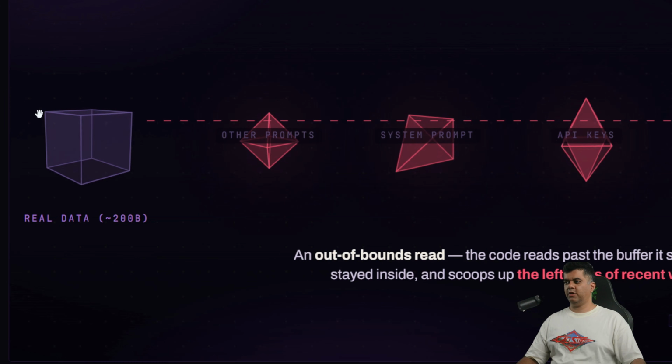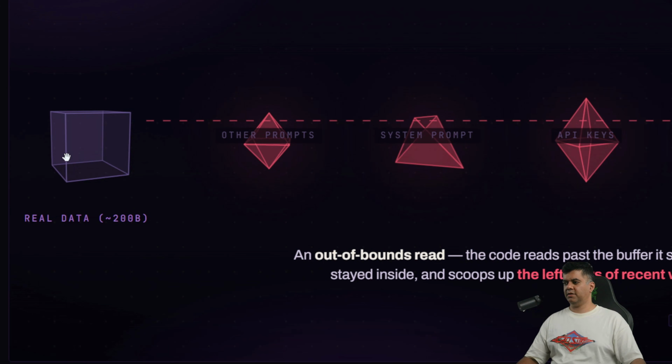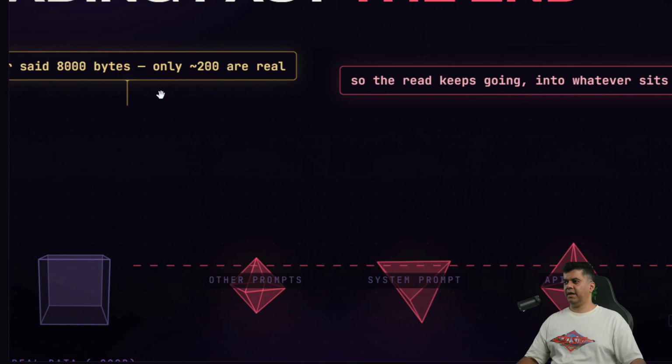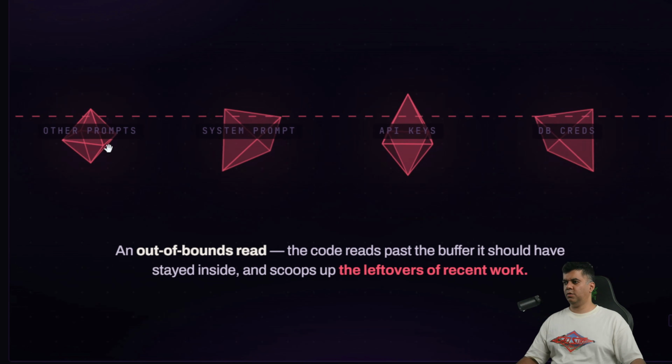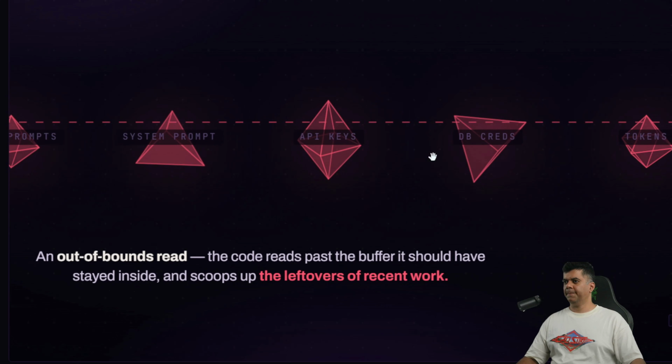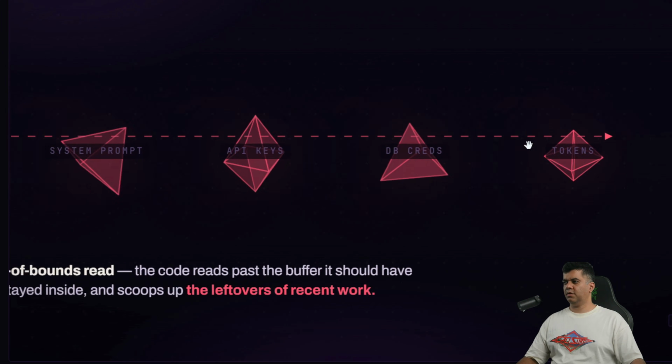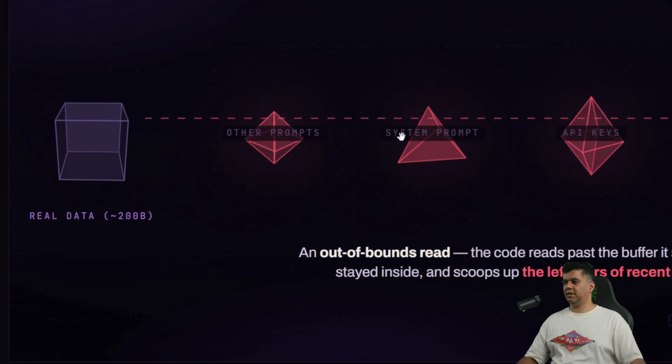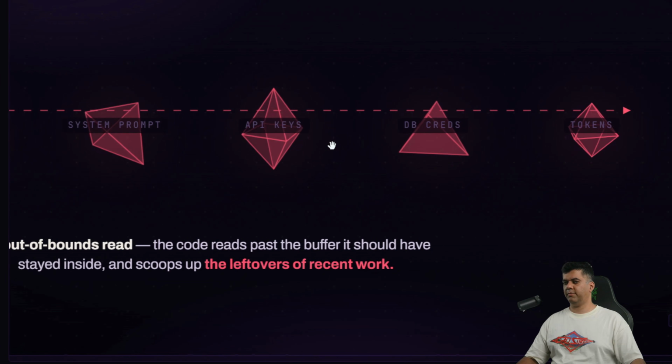So after you've read through the entire real data, which is 200 bytes, but you're going for 8,000 bytes, it's going to keep reading into the other prompts, the system prompt, the API keys, the database credentials and tokens, all of that information that was never supposed to be read. It's able to read through all that information in memory.